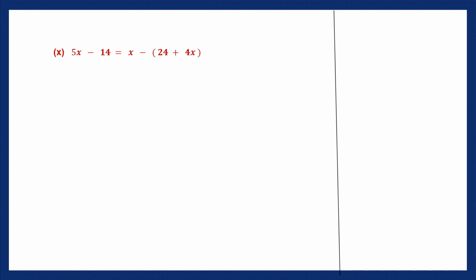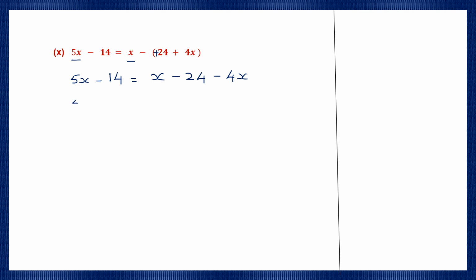Question 10. So here we have again 5x and then minus 14, whereas on the other side we have x minus 24 plus we have a 4x here, so we need to open brackets there. So let's start by writing 5x minus 14 on the left hand side. On the right hand side we have x. Now we are going to open the brackets. So when we open brackets, see what sign is there before the bracket. If it's a minus sign, the sign of all the terms inside the bracket will change. Okay, so now plus 24 will become minus 24, plus 4x will become minus 4x.